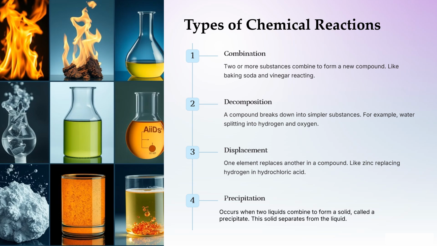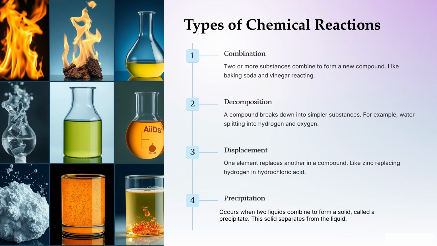Next is displacement reaction. The chemical reaction in which an element replaces another element in a compound is called displacement reaction. For example, on reacting zinc with copper sulfate, we get copper and zinc sulfate. Here, zinc being more reactive than copper replaces copper from copper sulfate.